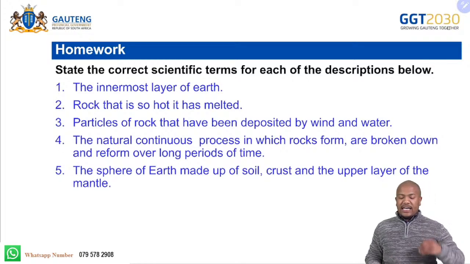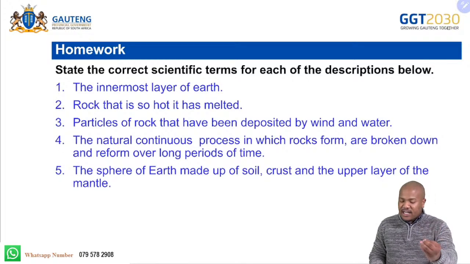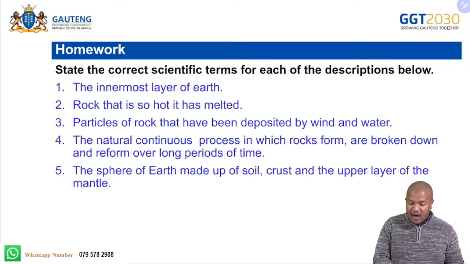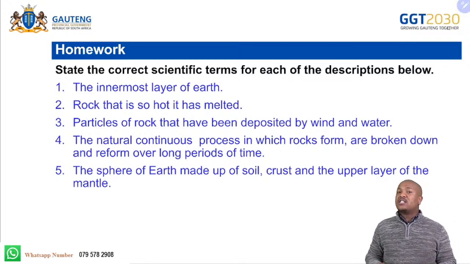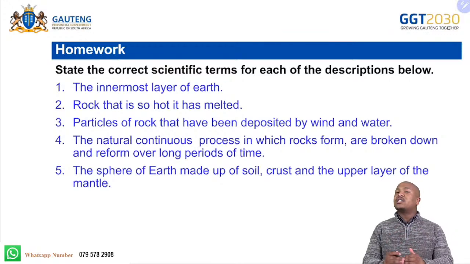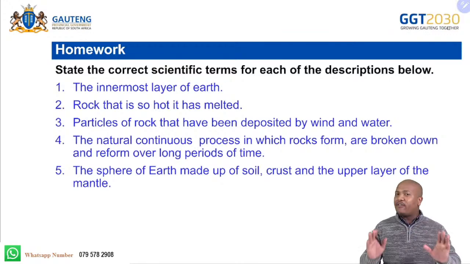Number four, the natural continuous process in which rocks form, are broken down and reform over long periods of time. Then number five, the sphere of the earth that is made up of soil, crust, and the upper layer of the mantle. So remember your homework. You need to only state the correct scientific terms for each of the following descriptions. Now take 5 minutes to copy down the homework.